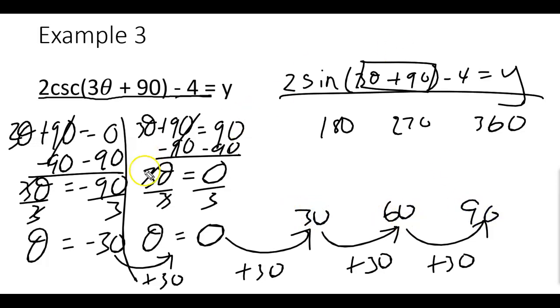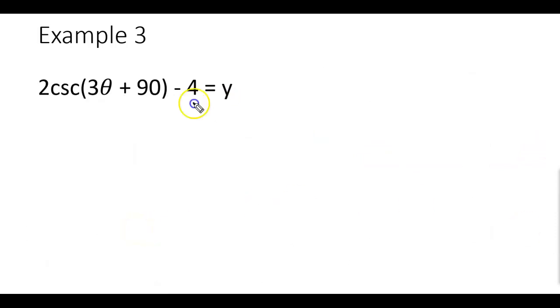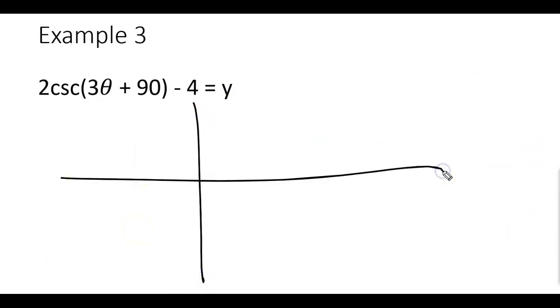So the angles I'm going to use to graph my sine function first is going to be negative 30 up to 90 going by jumps of 30. And then after that, we'll graph what we actually want, which is the cosecant. Okay, so here we go. Negative 30, positive 30, 60, 90.